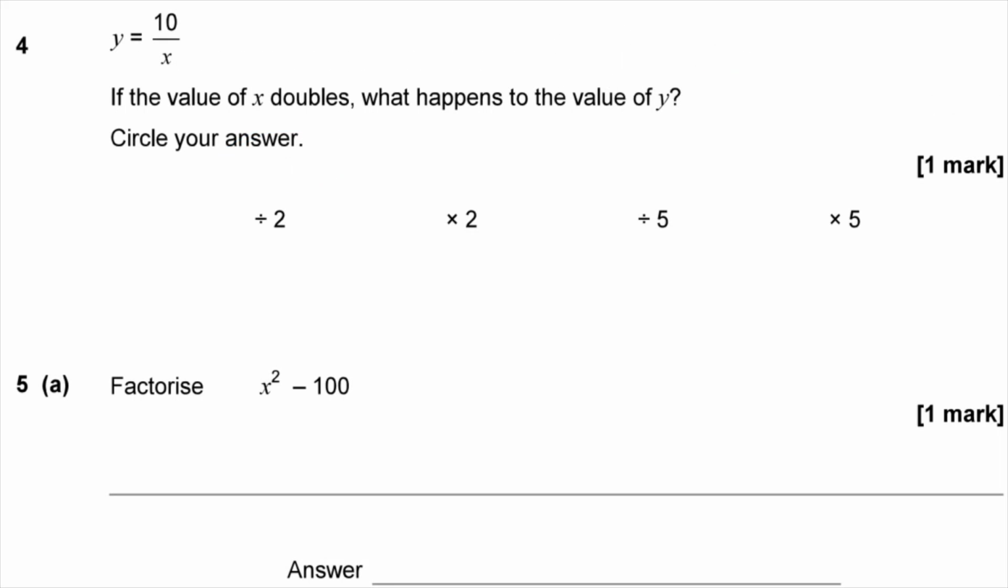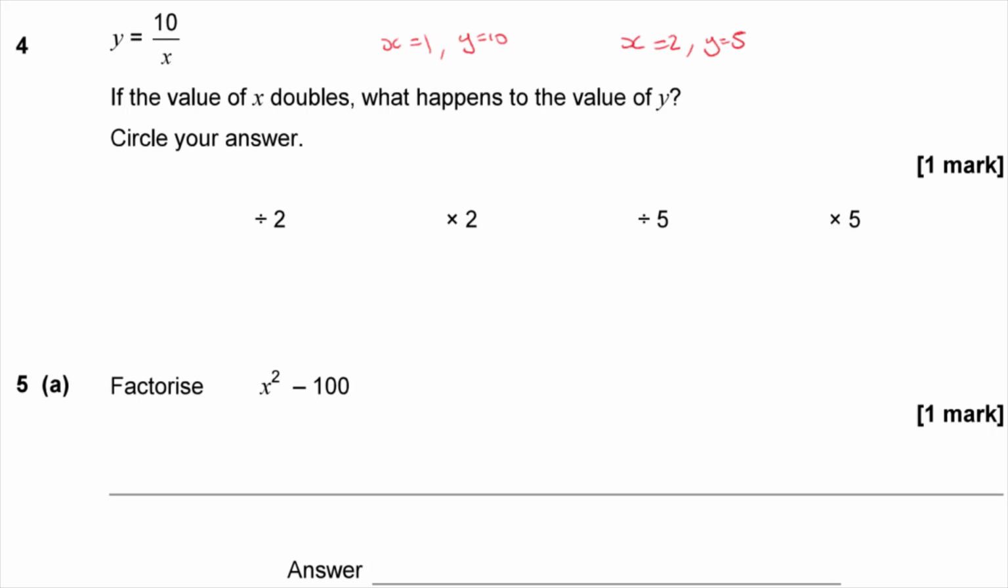Question 4. y equals 10 divided by x. If the value of x doubles, what happens to the value of y? Okay. Now let's imagine that x was equal to 1. Then y would be 10 divided by 1, so y would be 10. Now if I then choose to double x, then x would now be 2 lots of 1, which is 2. And y would be 10 divided by 2. 10 divided by 2 is 5.